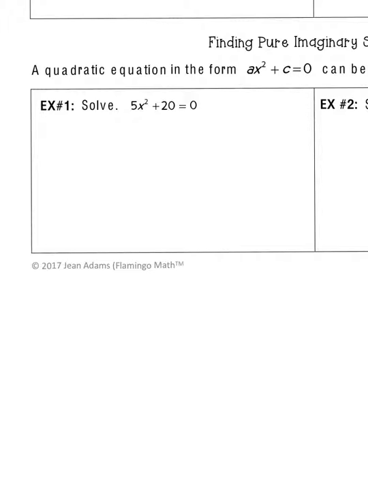So starting with example 1, let's go ahead and try to factor. There is a GCF of 5. If I factor the 5 out, I get x squared plus 4. Now because this GCF does not have a variable in it, I can actually divide it off on both sides and get rid of it. If it has a variable in it, you cannot do this. So that goes away, and I get x squared plus 4 equals 0.